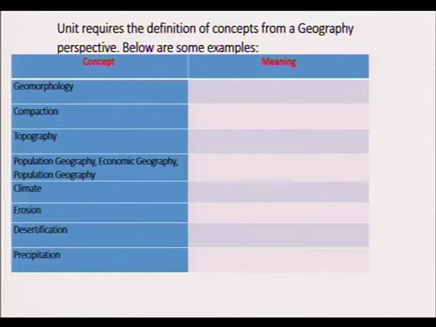The concept of geomorphology, compaction, topography, population geography, economic geography, and population geography. You should be able to distinguish between, what does the term population geography mean, what does the term economic geography mean, and what the term population geography means.